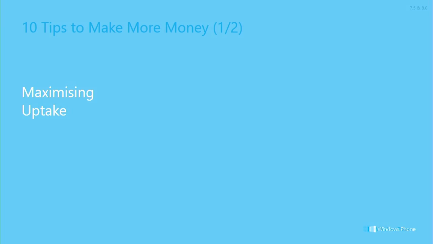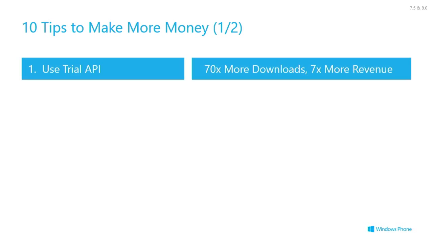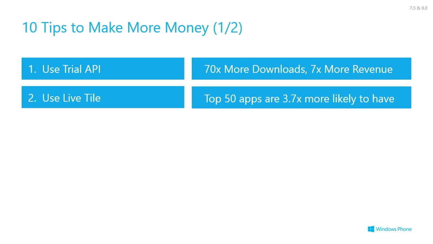Right, finally, 10 tips on how to make more money out of your application. I like tips to make money. Yep, that's right. One, two. Firstly, Trial API is very popular. You get 70 times more downloads if you offer a trial version of your app than only a paid version. So this is something other platforms don't offer. So statistically we found that people earn 7 times more revenue this way.